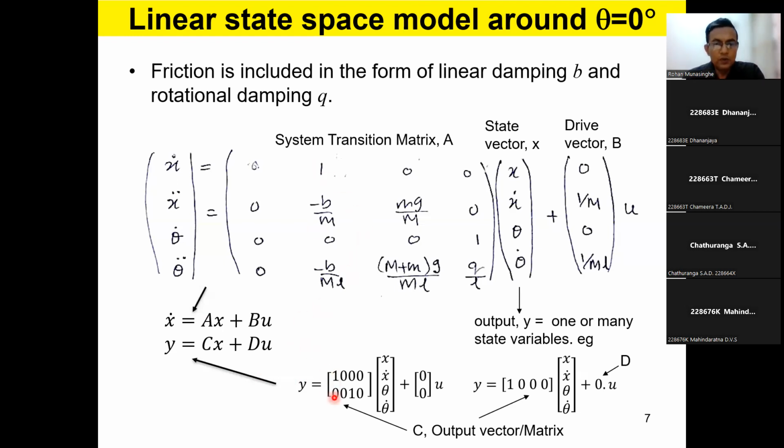So the C matrix has this format now. It has two rows. Remember, the number of rows in the C matrix is the number of output measurements. If it is 2 outputs, it has 2 rows. If it is 3 outputs, it has 3 rows, and so on.